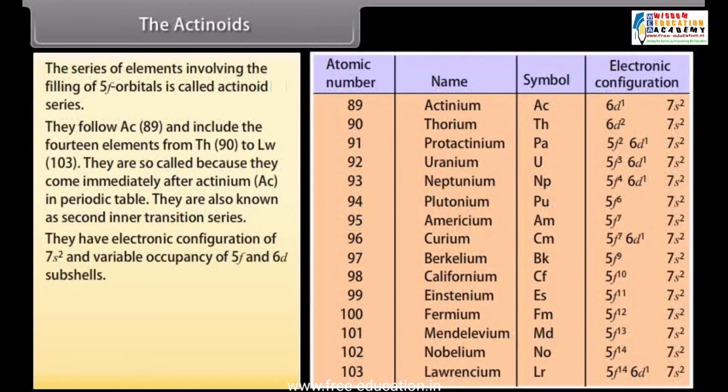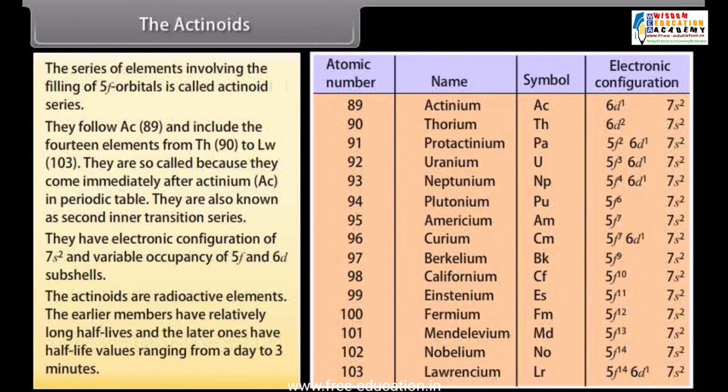They have an electronic configuration of 7s2 and variable occupancy of 5f and 6d subshells. The actinoids are radioactive elements. The earlier members have relatively long half-lives and the latter ones have half-life values ranging from 1 day to 3 minutes.